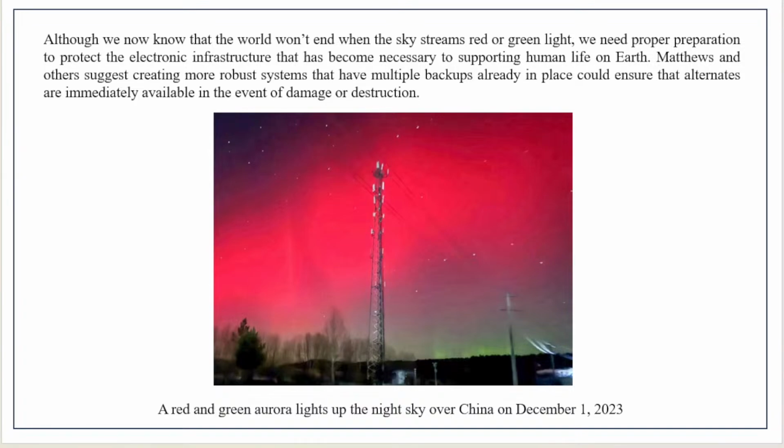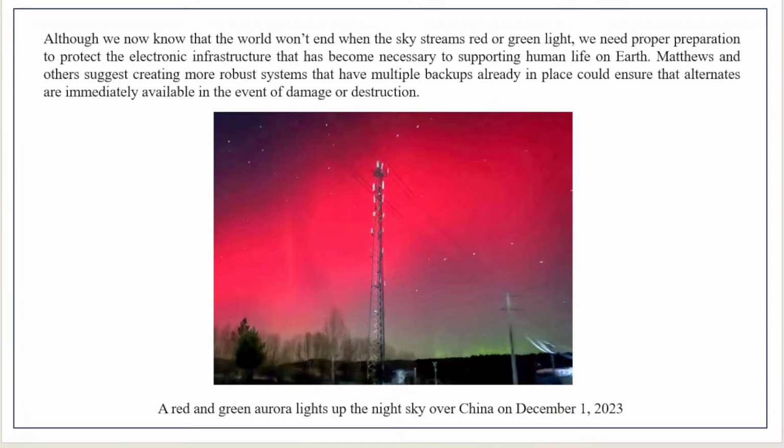Okay, so the grammar structure that I was talking about here was, note this line, that has become necessary to supporting human life. Usually we use for, right? But this is the correct grammar structure. The infrastructure that has become necessary to supporting human life on Earth. So it's not an incorrect structure here, it is completely correct.